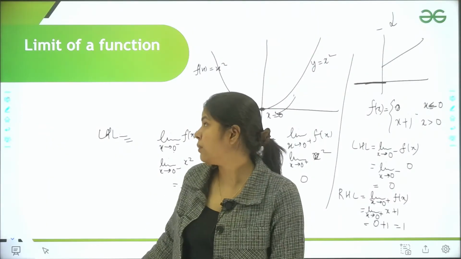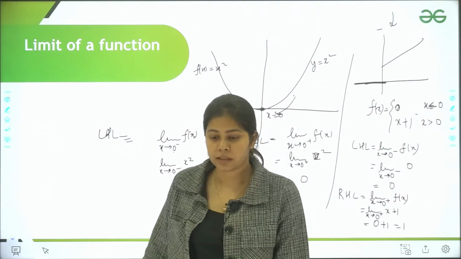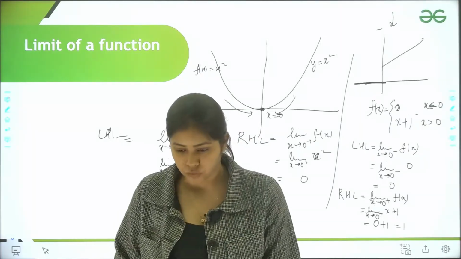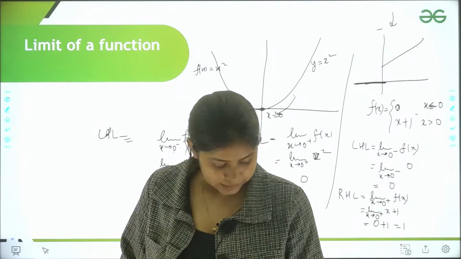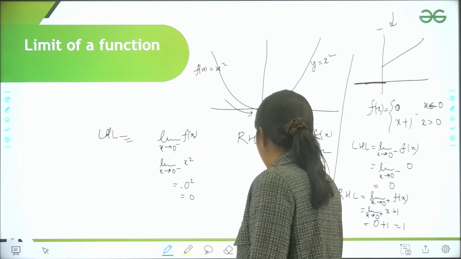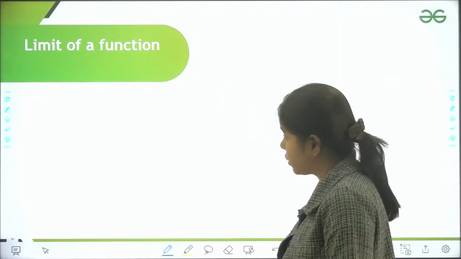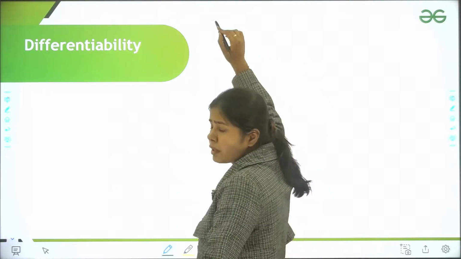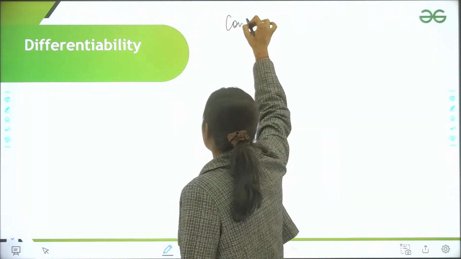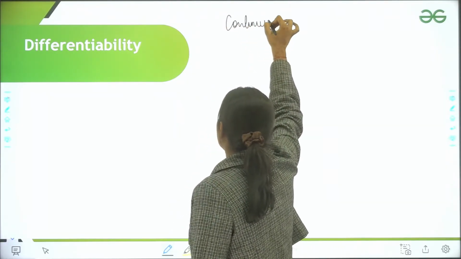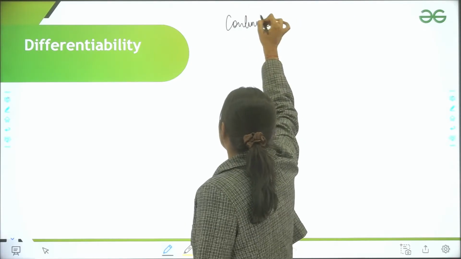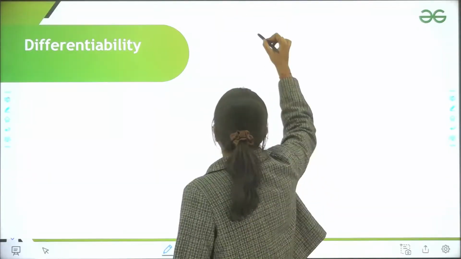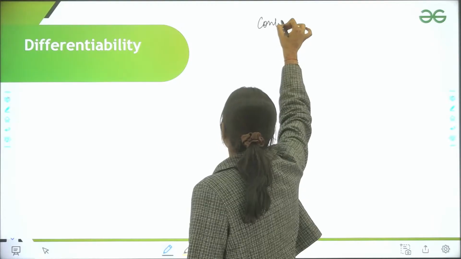Okay, tell me guys if anybody still has confusion. Okay, everything is clear. Next thing we have is differentiation. So guys, what is differentiation? First let me tell you about continuity. Continuous function. Before differentiability, I'll tell you about continuous functions.